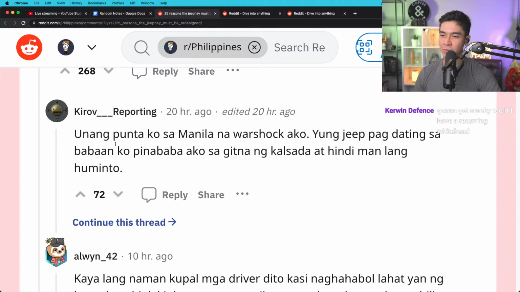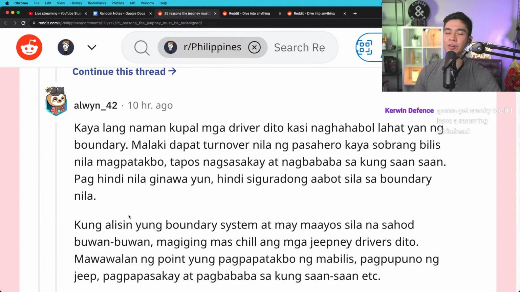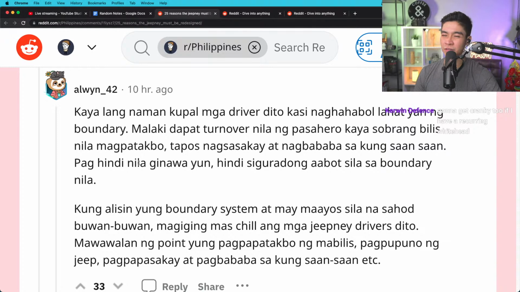Unang punta ko sa Manila, na war shock ako. Yung jeep, pagdating sa babaan ko, pinababa ako sa gitna ng kalsada at hindi man lang huminto. Kaya lang naman ito yung sinasabi natin. Ends justifying the means? Not quite, diba? Not quite a good enough reason.